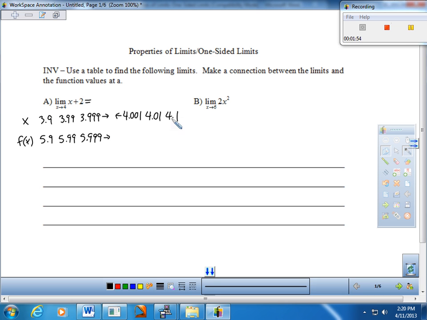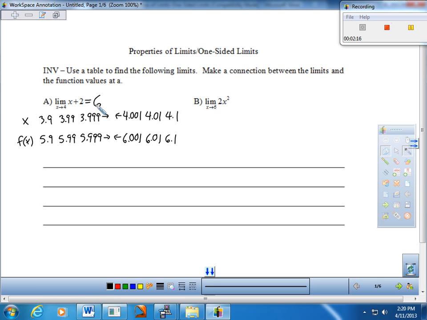Other side, I'll start from the outside here. 4.1 plus 2 looks like 6.1. 6.01, coming a little closer. 6.001, all looking great. And you can tell without a whole lot of issue here that the numbers seem to be getting infinitely close to 6 from both sides. And so the limit, of course, as x approaches 4 of x plus 2 equals 6.